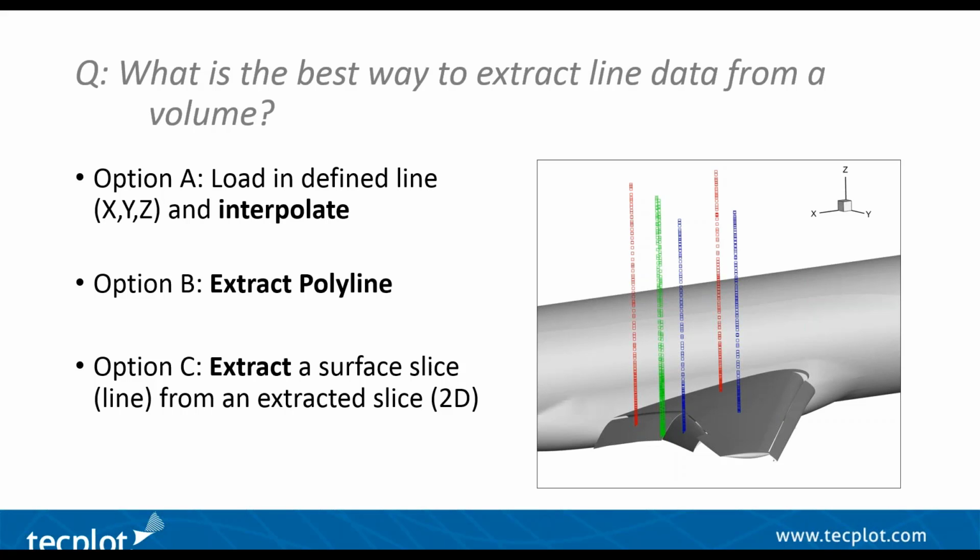The final option is to extract a surface slice, which results in a line, from an already extracted 2D slice. So in this case, you'll be extracting once in the y dimension at the given y location to get a 2D slice, and then extracting again in the x direction to get a single line off of that 2D slice.